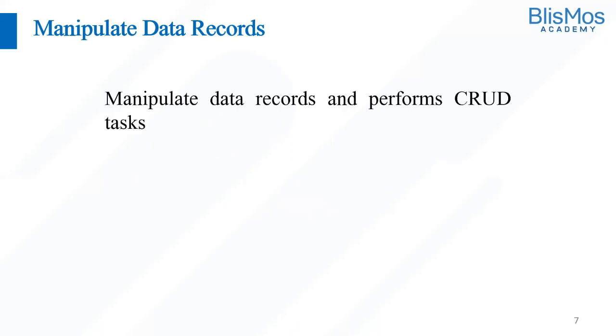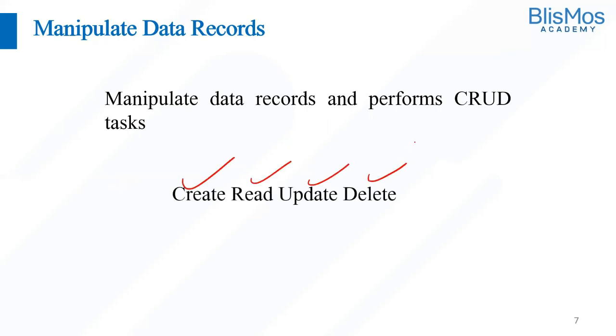And what do we do as a part of manipulating the data records? Once we define the structure, we have to process the records, right? That is where manipulating the data records comes in. Manipulating the data records is performed by a beautifully named acronym called CRUD. CRUD stands for create, read, update, and delete.